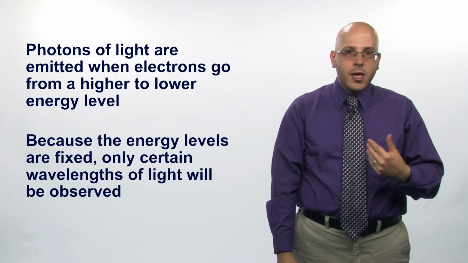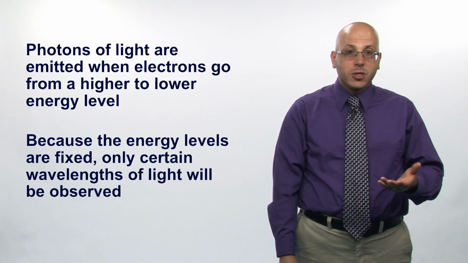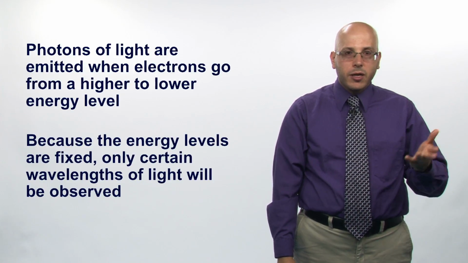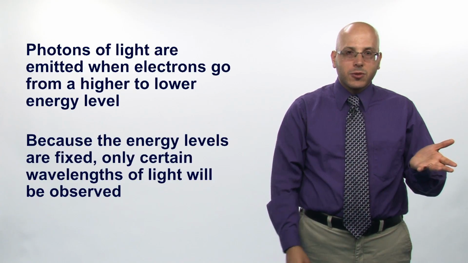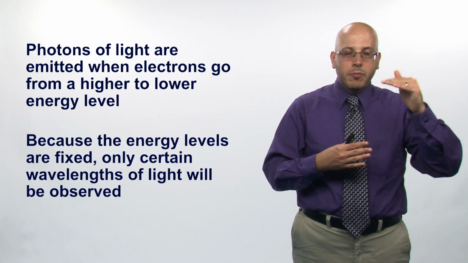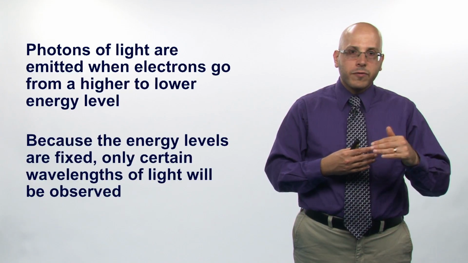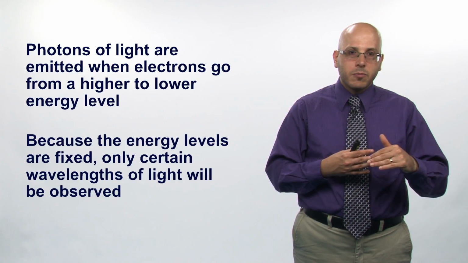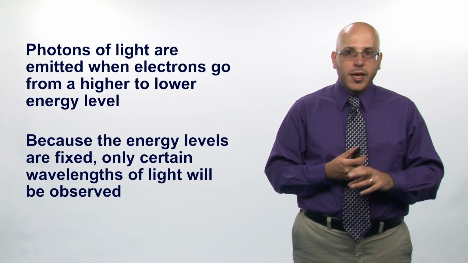Okay, and so Bohr came up with a pretty good explanation for what Balmer and other people had observed in the atomic line spectra. Okay, these lines in the atomic line spectra were due to emission or absorption of specific wavelengths of light by these electrons in the atoms.